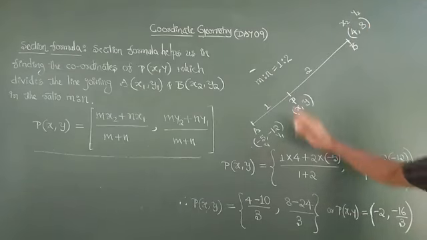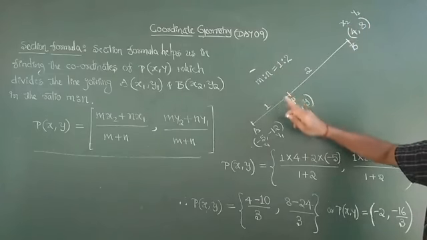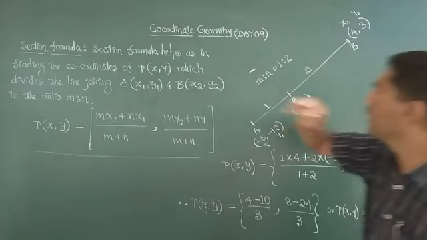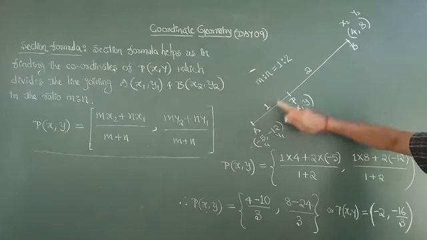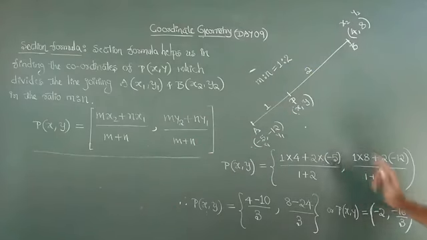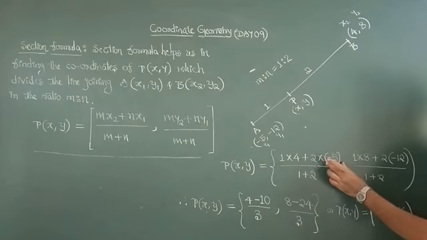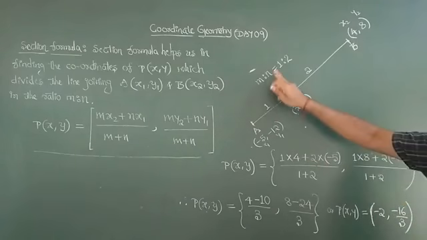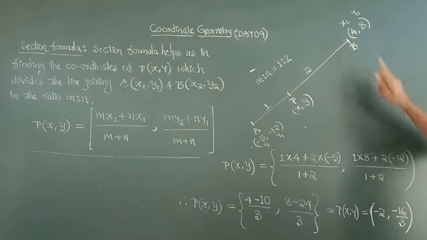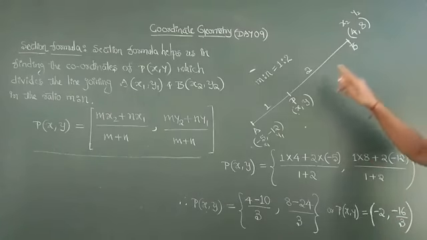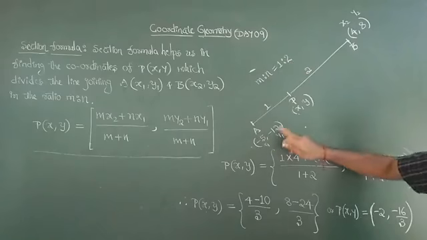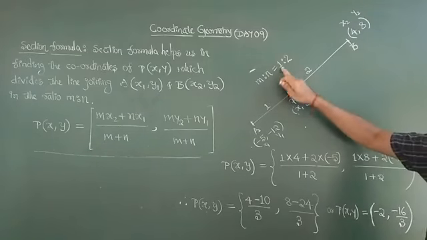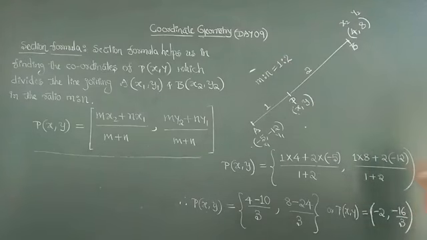m into x2, m is 1. 1 into x2 is 4, 1 into 4 plus n into x1, n is 2, x1 is -5. So 2 into (-5). In order to avoid confusion, I have put a bracket; you can write directly. Similarly, m into y2, m is 1, y2 is 8, 1 into 8 plus n into y1, n is 2 and y1 is minus 12, 2 into (minus 12), divided by m plus n, which is 1 plus 2, that is 3 in both the cases.